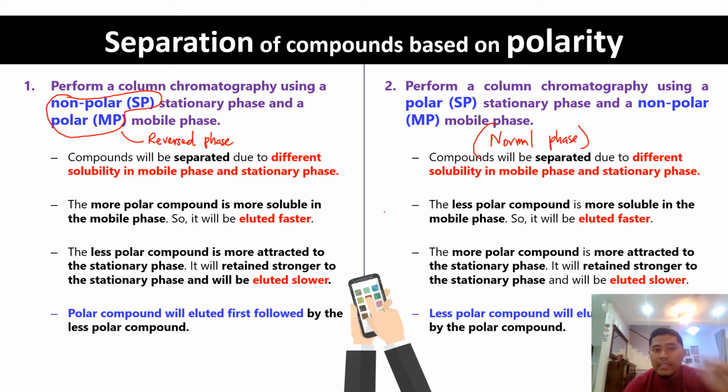Alright, so in this case, a polar compound will elute first, followed by the less polar compound, because you need to remember that your mobile phase is polar. This is a reverse phase, so it's just vice versa with the normal phase.